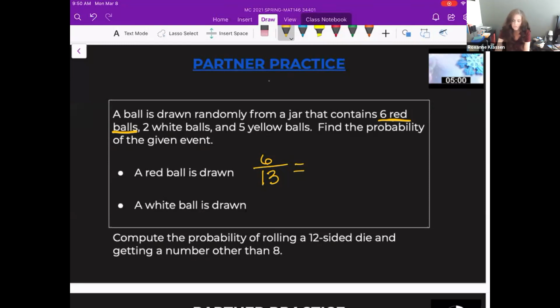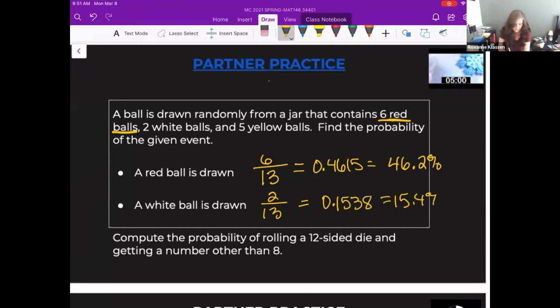Yeah, and you could write it as a decimal, which is 0.4615. Usually if we go to decimals, we're going to 4 decimal places. And if we go to percent, we're going to write 46.2% because we usually go to 1 decimal place. Then a white ball, you would do 2 over 13, which would give you 0.1538 or 15.4%.